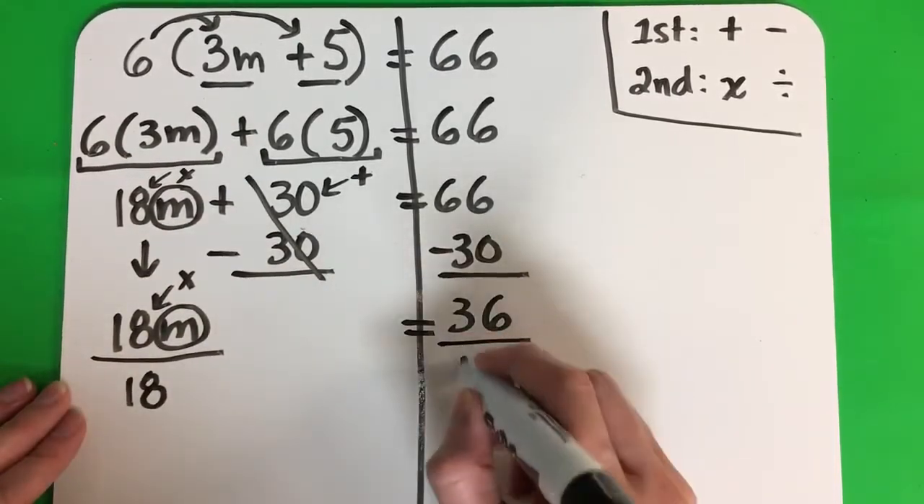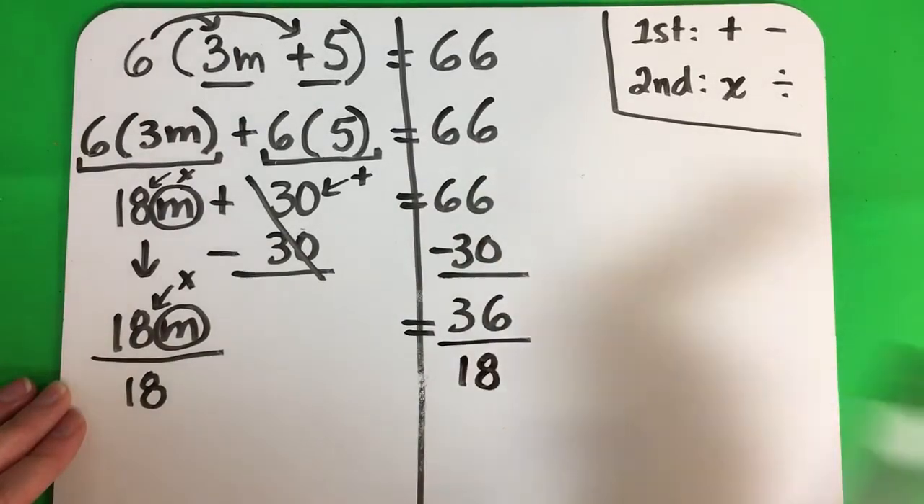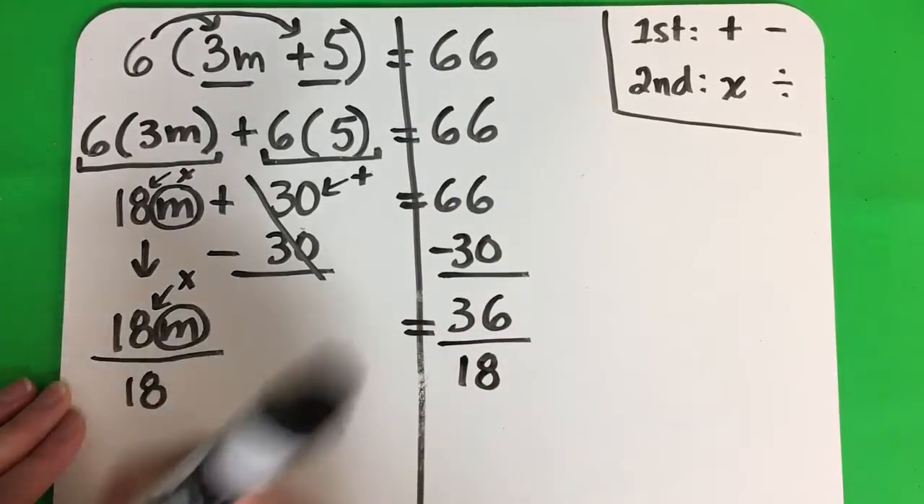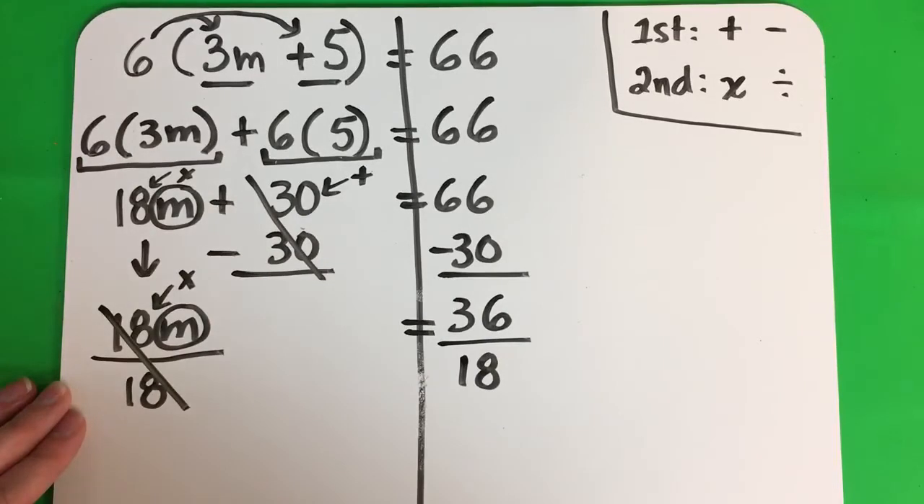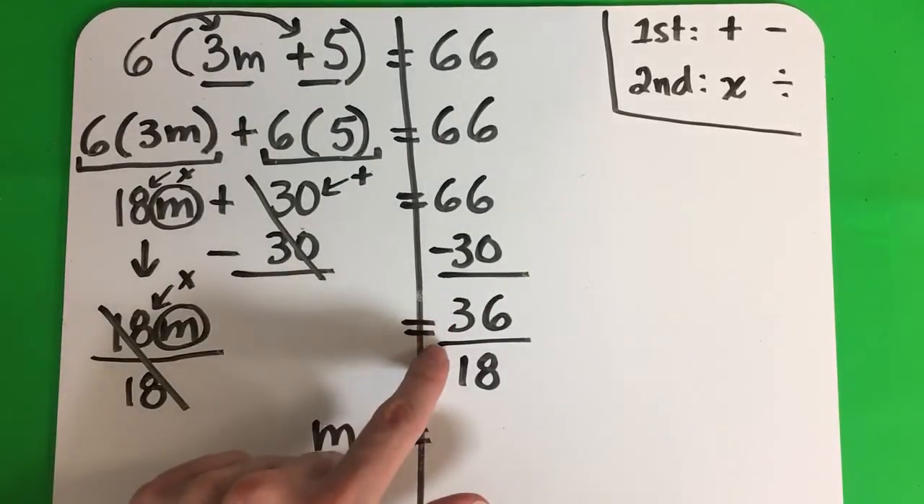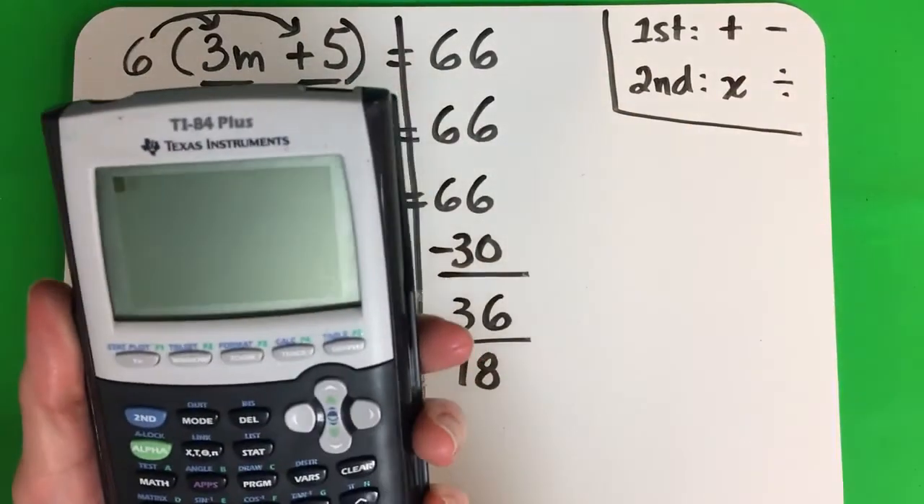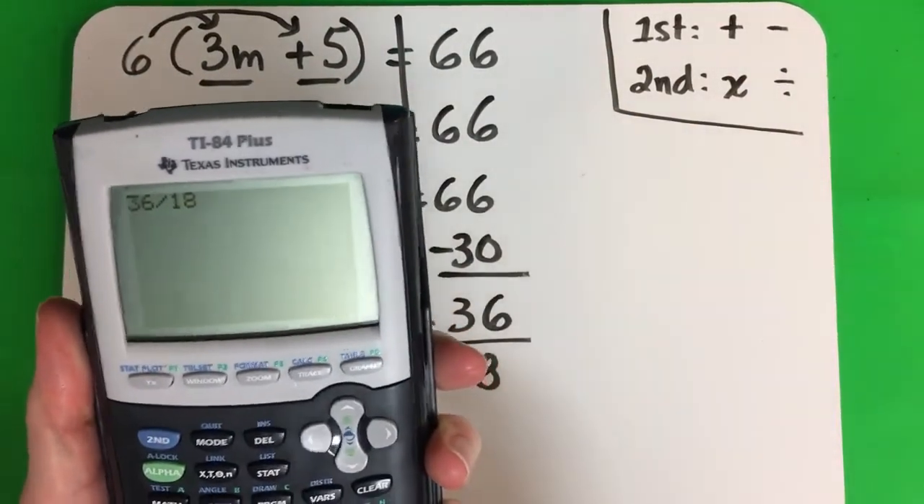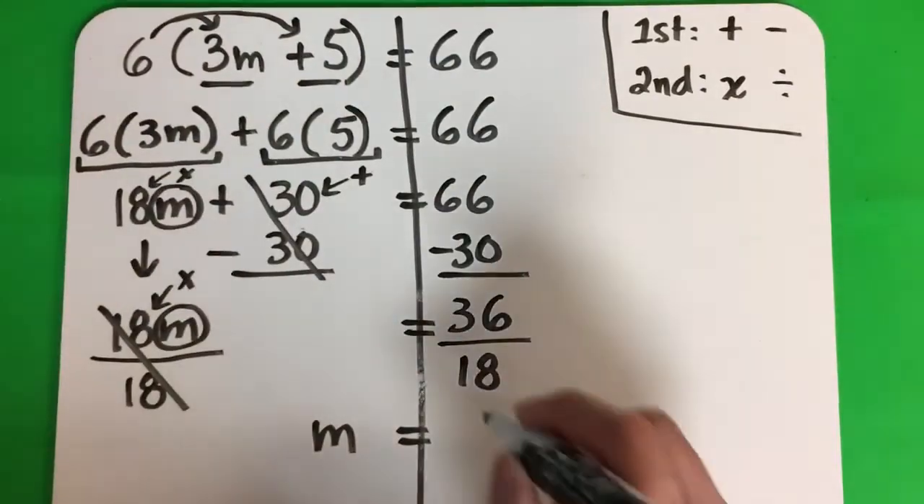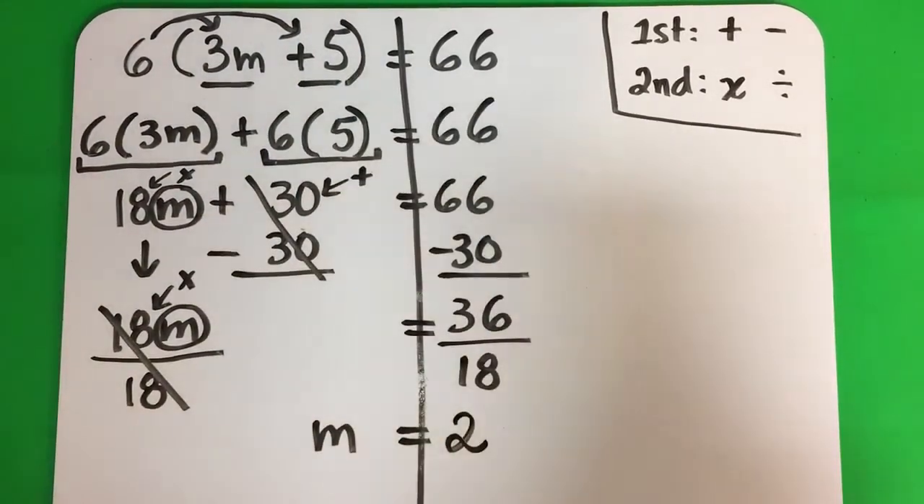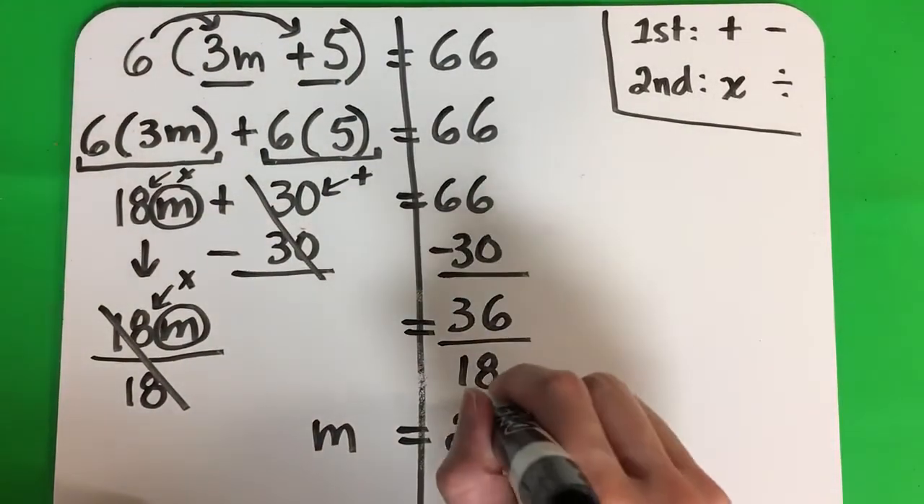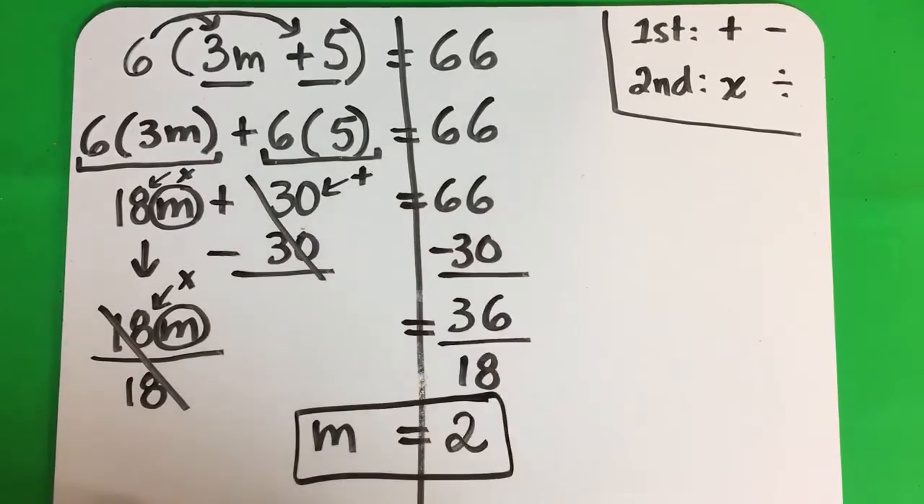Copy. Divide by 18. 18 divided by 18, 1. Es 1. Cancel. Cancela. Copy M. Equals 36 divided by 18. 36 entre 18. 2. My answer is 2. Remember to pause if you need to.